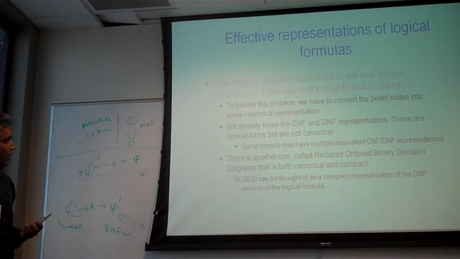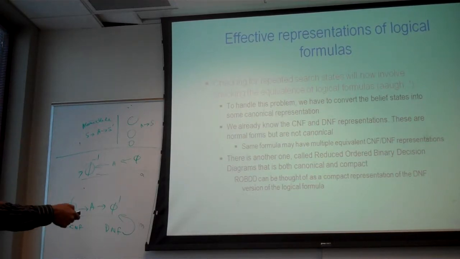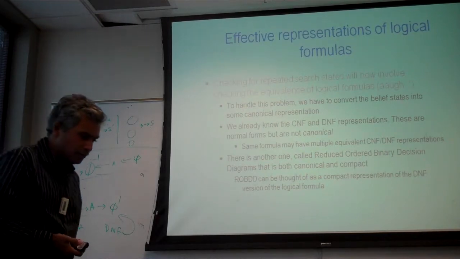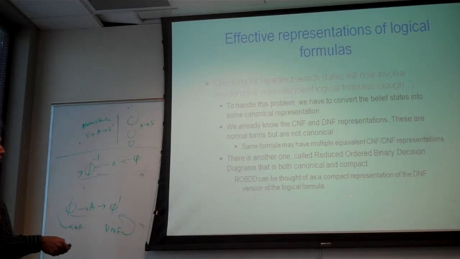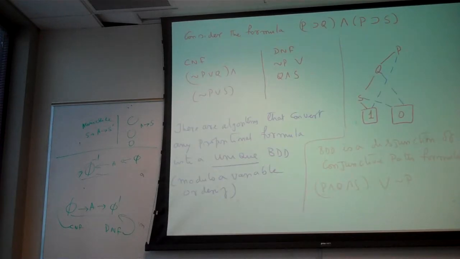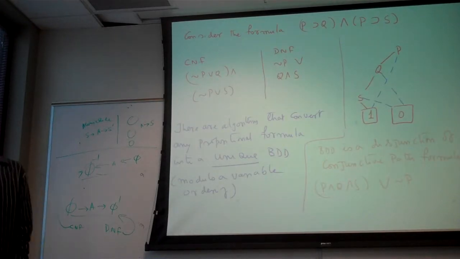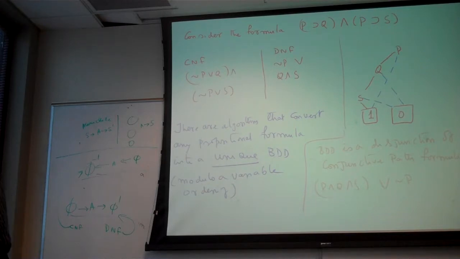You already know, in terms of representing logical formulas in canonical fashion, CNF and DNF. There is another one, as I said, the reduced ordered binary decision diagram, and we'll talk a little bit about those. I'm hoping that you all read about them already.